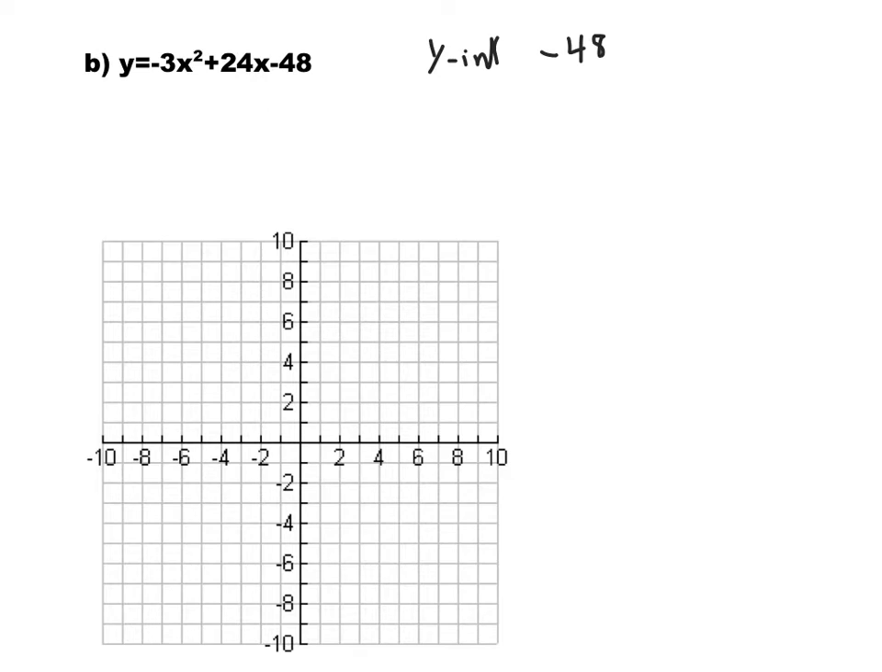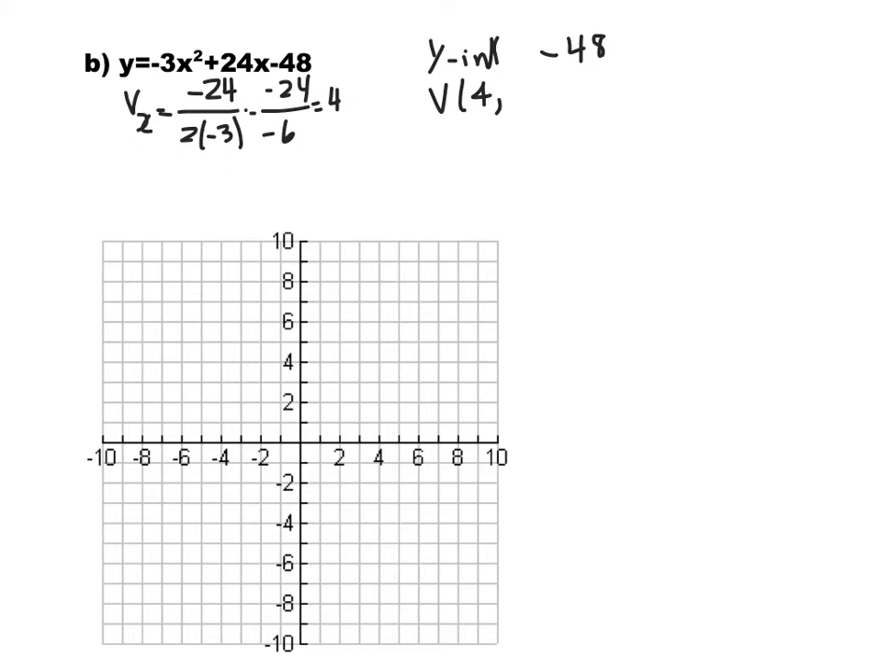The next one I'm going to find is the vertex. To find the vertex, I know that v sub x, which is the x-coordinate of the vertex, is minus b, which is negative 24, divided by 2a, which is 2 times negative 3. So it's negative 24 divided by negative 6, which is going to give me 4. So the x-coordinate of the vertex is 4.